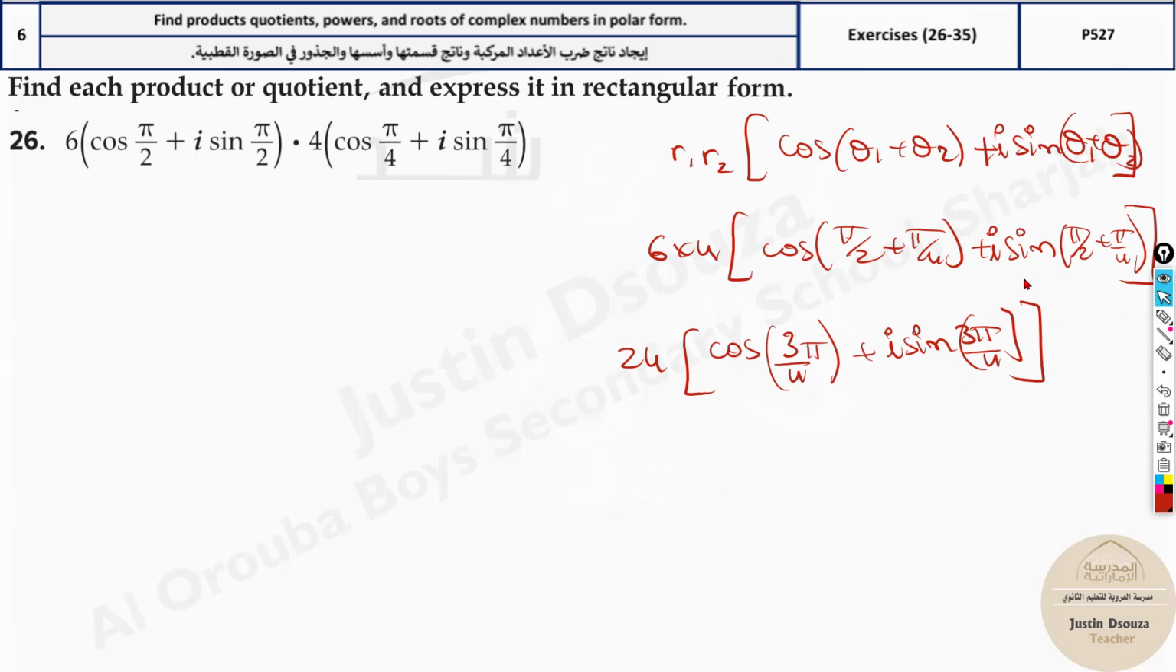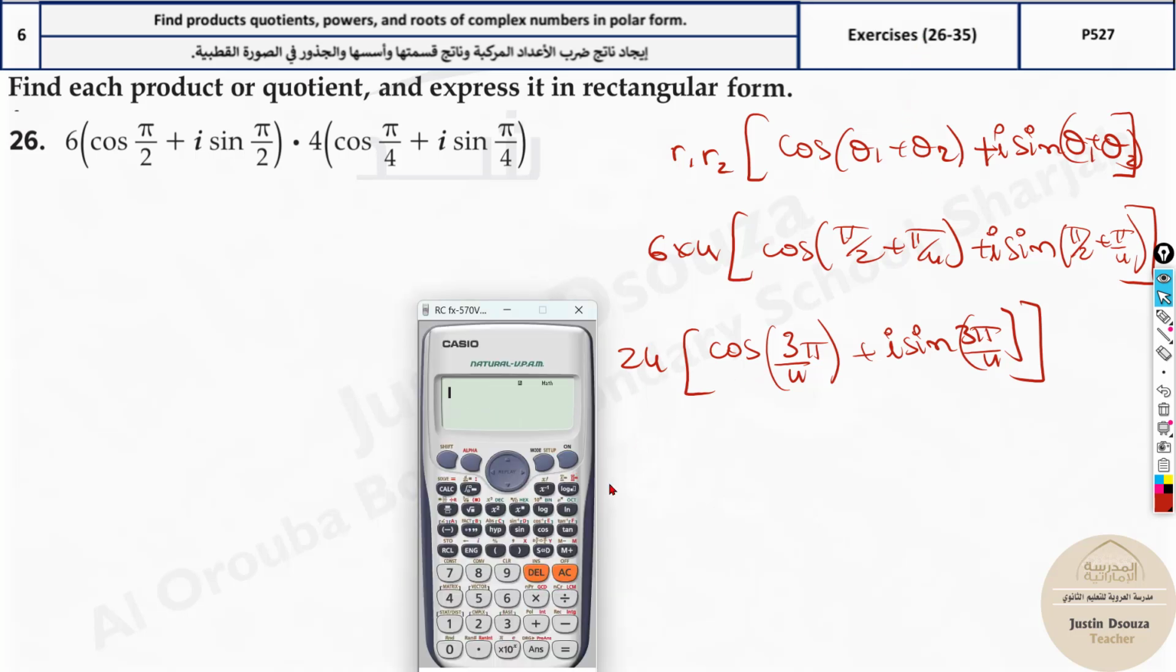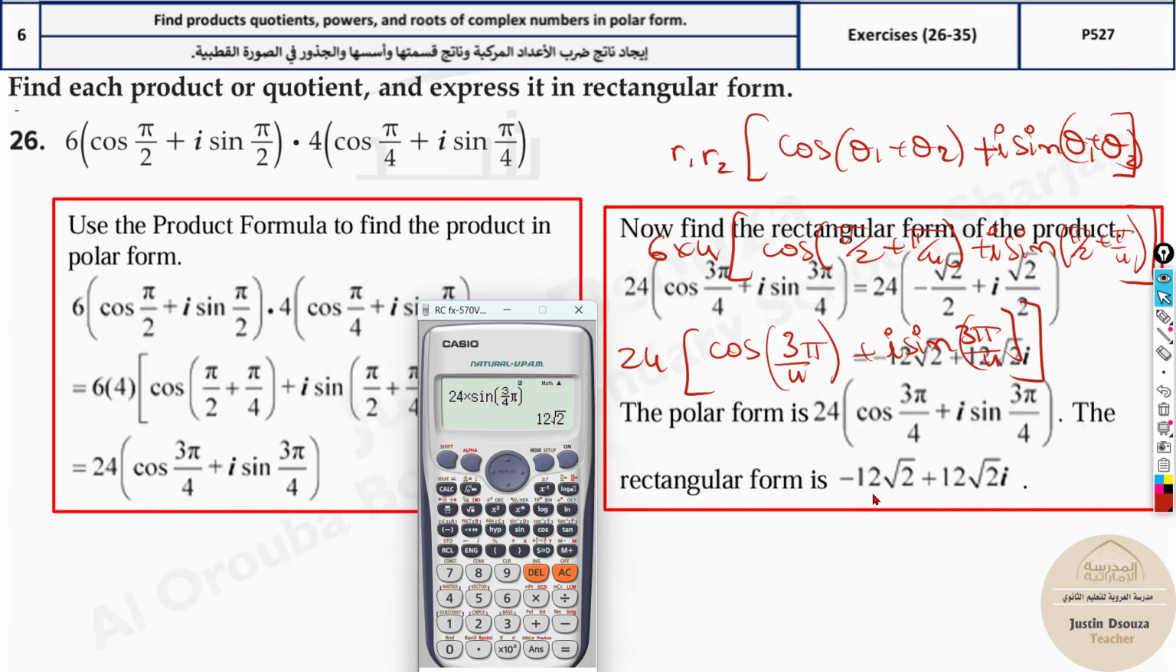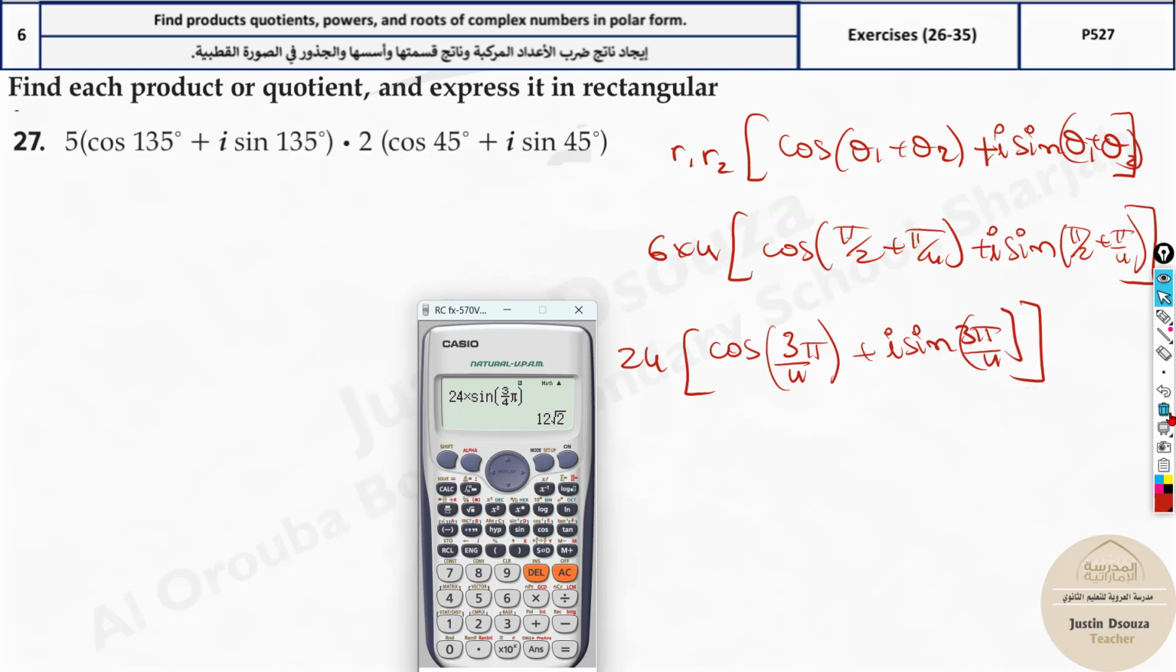So your answer will not be in this form, it will be in rectangular form. So we need to have our calculators with us. Now what you need to do is type this out. 24 times, what is this? Cos 3 pi by 4. So what is this answer? It's negative 12 root 2. Same thing, just change this cos to sine. Over here, just delete this and put sine. You get the answer 12 root 2 as well. So the answer is negative 12 root 2 and positive 12 root 2, but the positive part has i over here. Why? Because it was the imaginary part. Simple as that. And over here, please do it by yourselves.